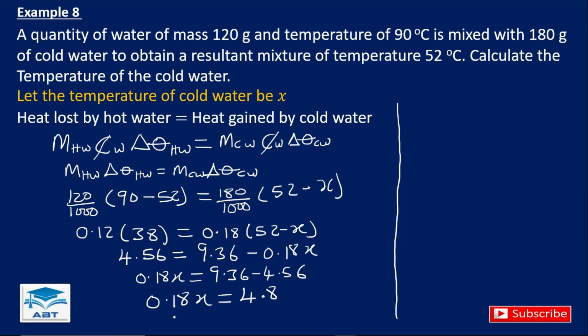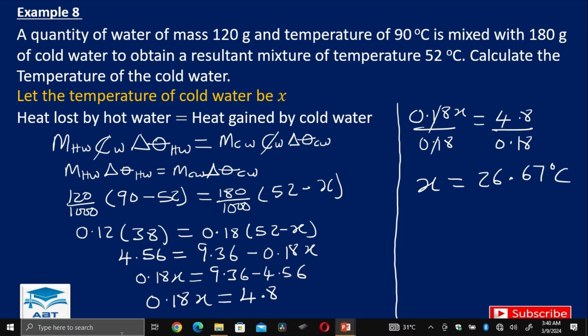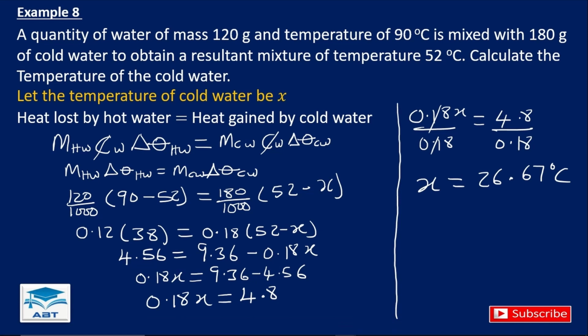Then we divide through by 0.18. So 0.18x over 0.18 is equal to 4.8 over 0.18. We cancel out and we have x is equal to 26.67 degrees Celsius. And that is the temperature of the cold water.